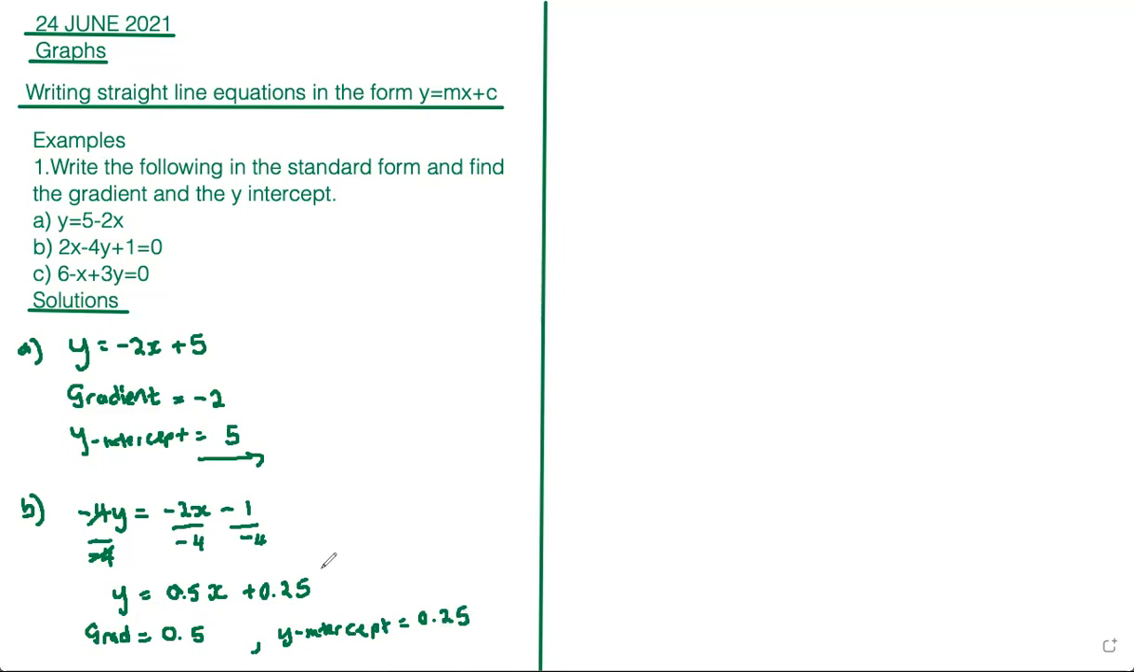Okay, very simple. Can we all do part C? I'll give everyone a chance to do part C. I'll give you like 5 minutes. Let's do part C. Then you tell me the answer.